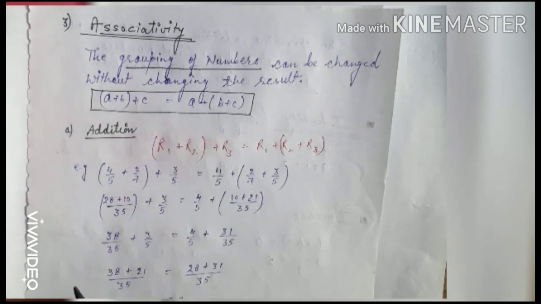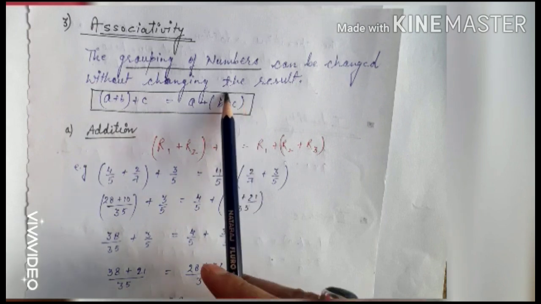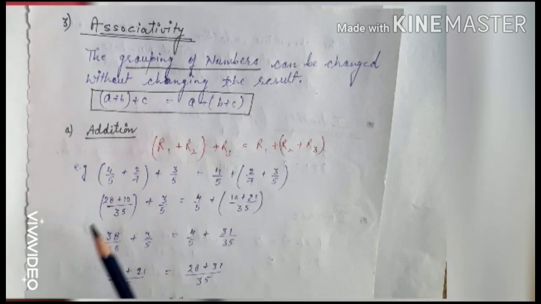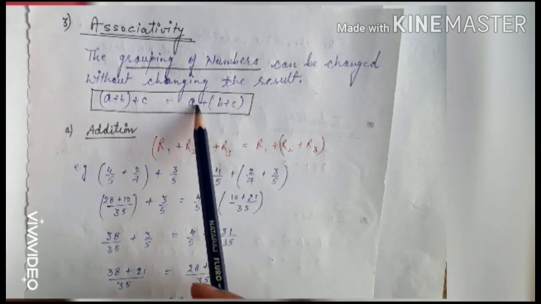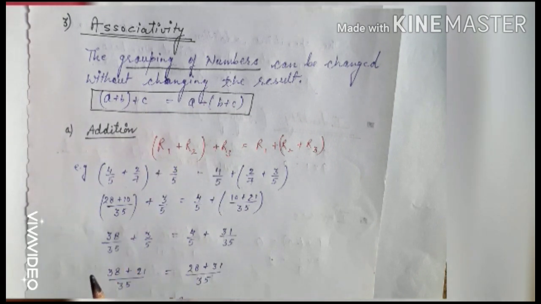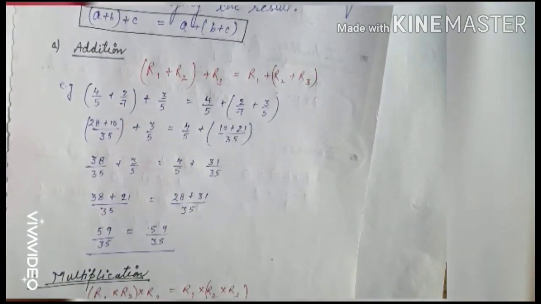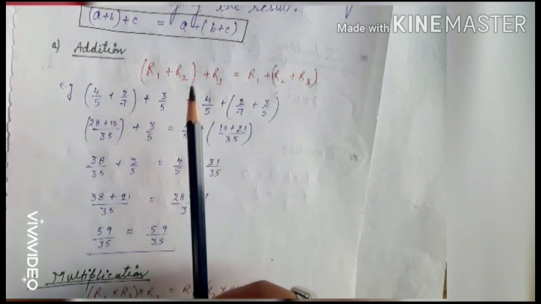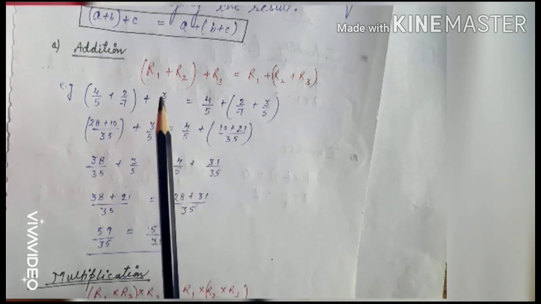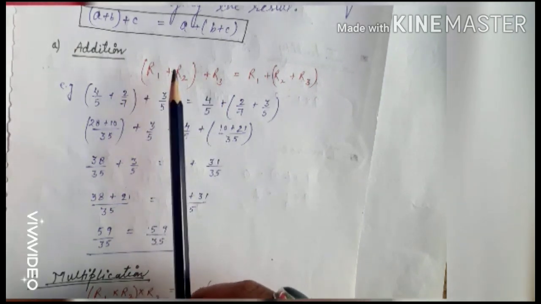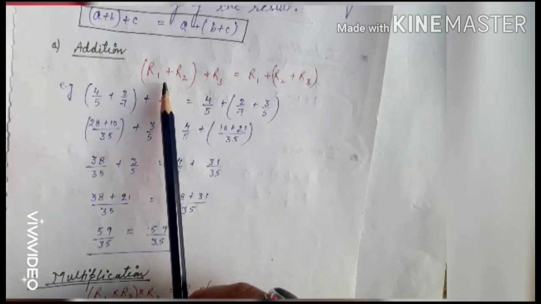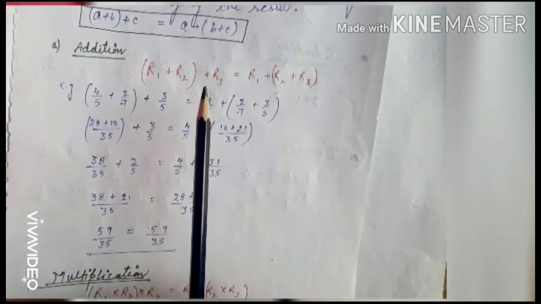And on the right hand side, we make a group of the last two numbers, because we have changed the group, and then we add it with A. Same for rational numbers. Suppose R1 is the first rational number, R2 is the second and R3 is the third rational number. Here we make the group of R1 and R2, and then we add with R3.